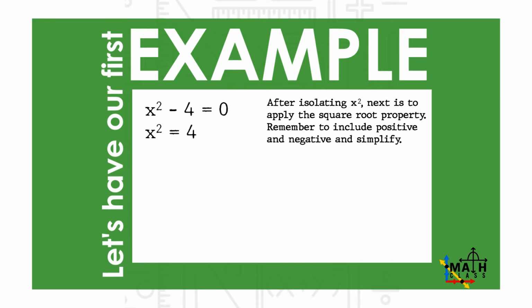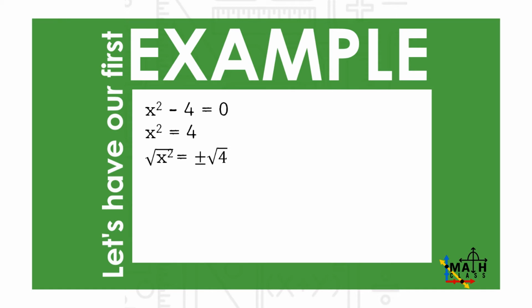After isolating x squared, next is to apply the square root property. Remember to include positive and negative and simplify. We simply put the square root sign on both sides to remove the exponent, then extract the square root. And finally we obtain positive and negative 2, which are the solutions of the given quadratic equation.